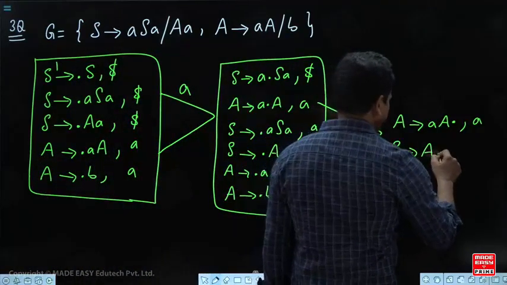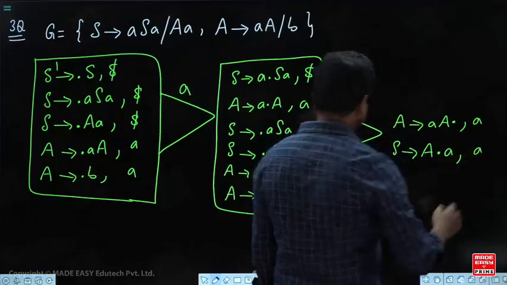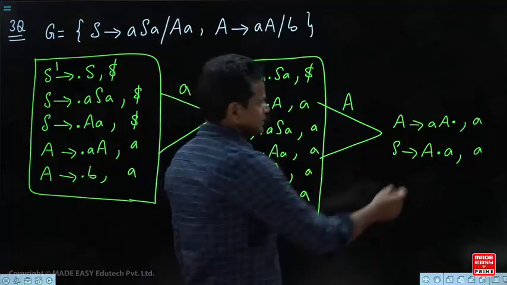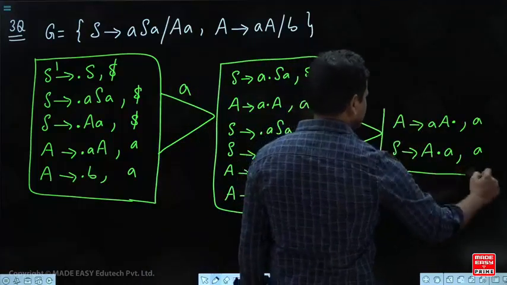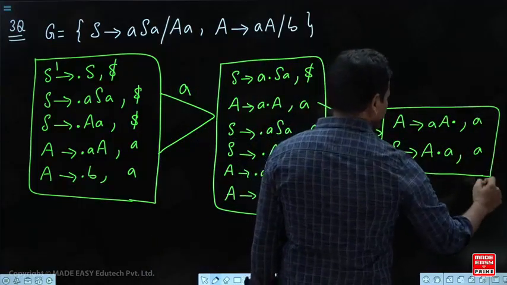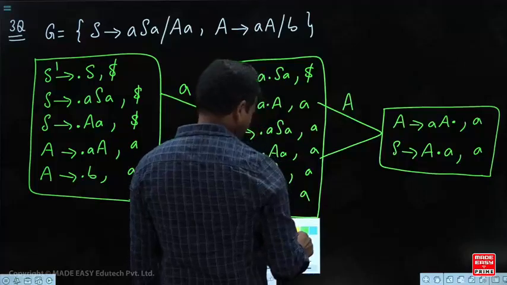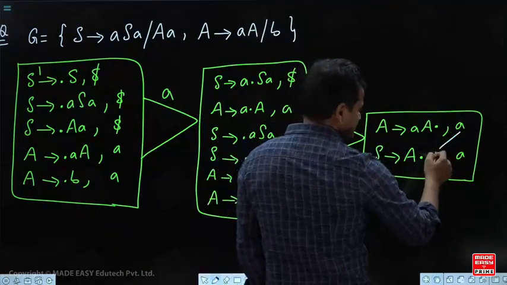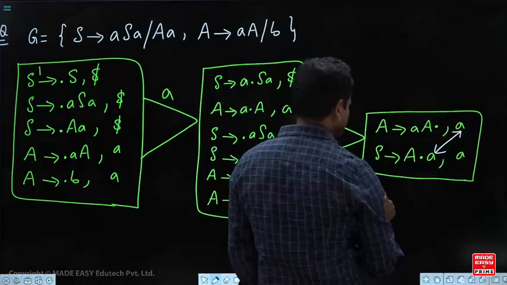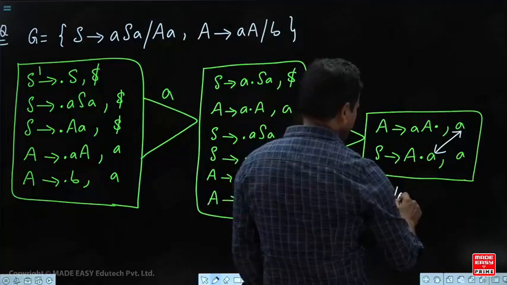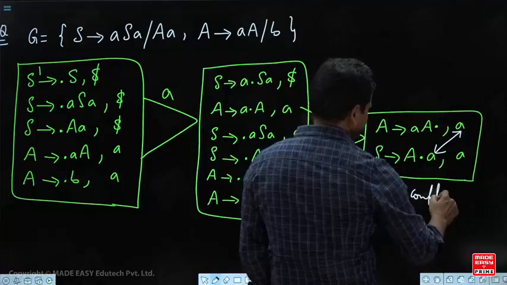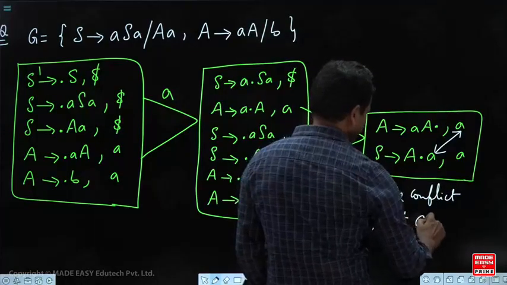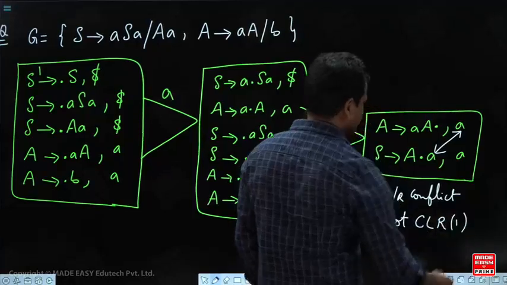A dot A, comma a. Do you understand? Just move the dot. Yes, I have moved. And dot after nothing, dot of terminal. So for terminals we cannot add any other production. Now we have one final item, and one shift symbol terminal. The final item's look ahead and shift symbol both are matched. This implies a shift reduce conflict. Implies not LR(1), or not CLR(1).